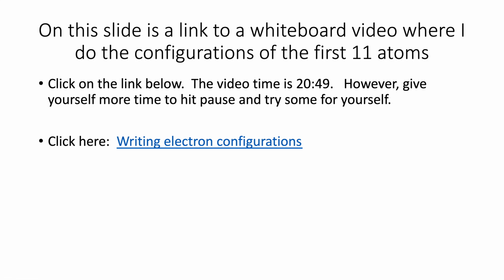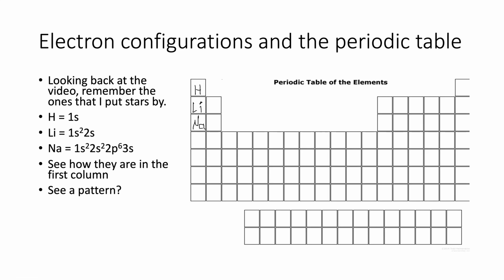I hope you went through writing all those electron configurations and seeing how to follow that diagram with all of the arrows. Moving forward, if you remember, there were 3 in the video that I said let's put stars by them. These are the configurations: hydrogen was 1s1, lithium was 1s2 2s1, sodium is 1s2 2s2 2p6 3s1. And again, if you're still confused by this, you can go back through that video.